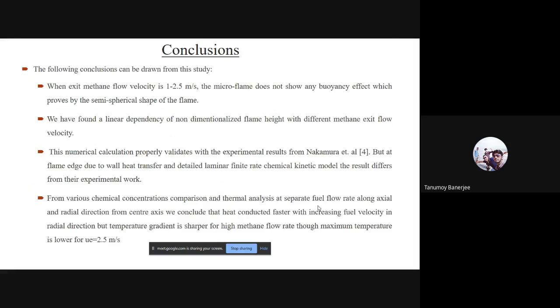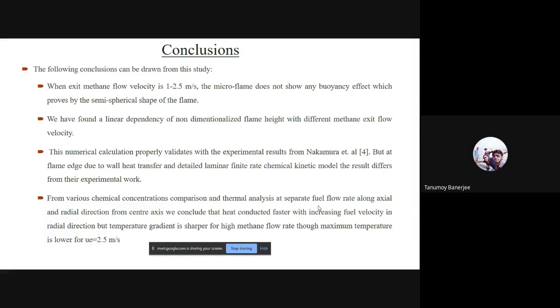So now the conclusion of my study is, when we have considered the methane flow velocity in the range of 1 to 2.5 meter per second, there is very less buoyancy effect. So a kind of semi-spherical shape of flame can be formed. And we have also found out the linear dependency of non-dimensional flame height with different exit methane flow rate. And that is also matched closely with the paper that we have considered.